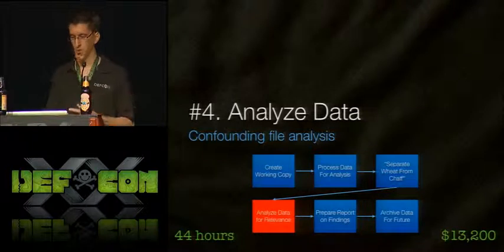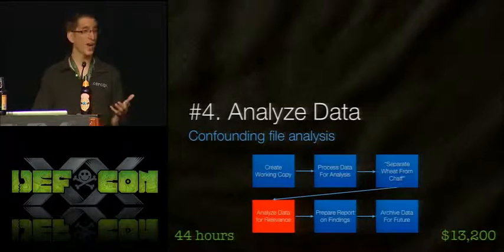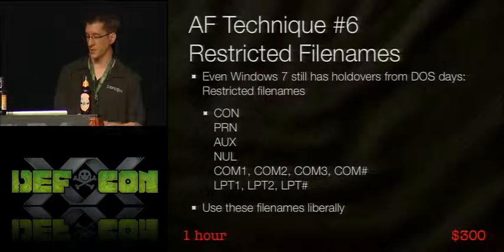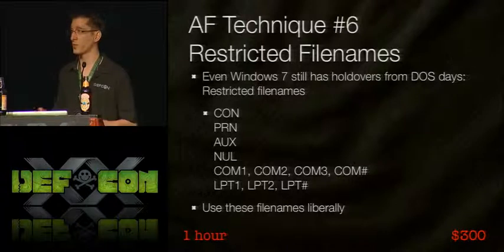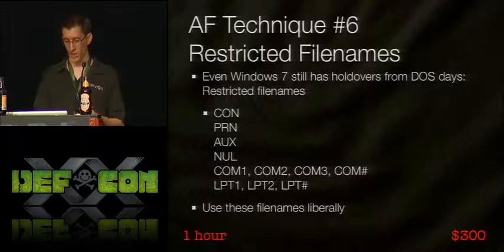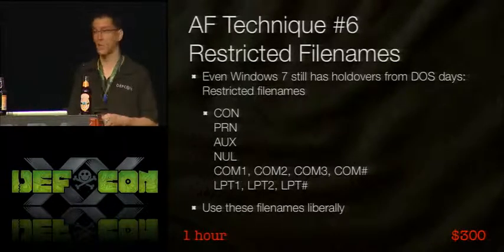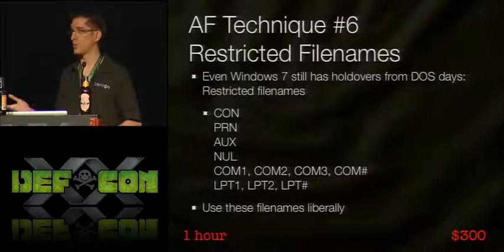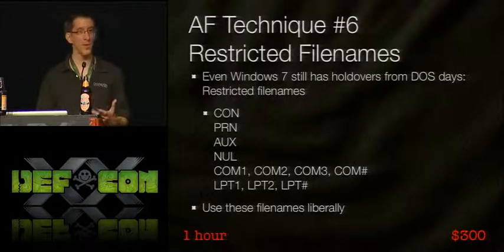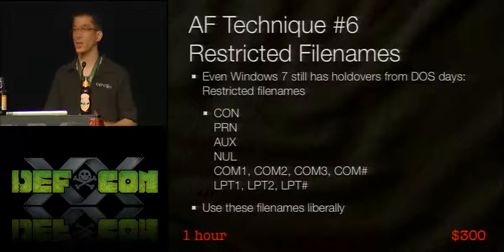Now, when you do this, there can be some problems. Sure, there's viruses and things like that, but putting those obvious ones aside, one of them is restricted file names. A lot of people don't know this, but Windows 7 still has a lot of holdovers from the old DOS days. File names like con, prn, com1, com2, lpt1. I'm sure the older members of the audience will remember these as system devices for printers and modems and other things. If you attempt to name a file with one of these restricted file names, Windows will bark at you and say, no, you can't do that.